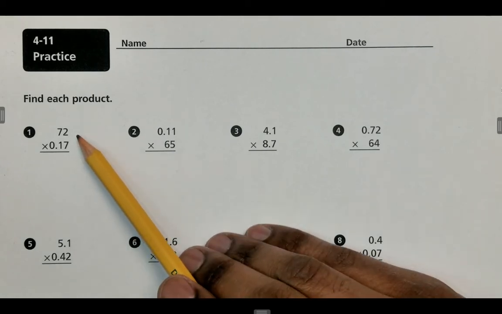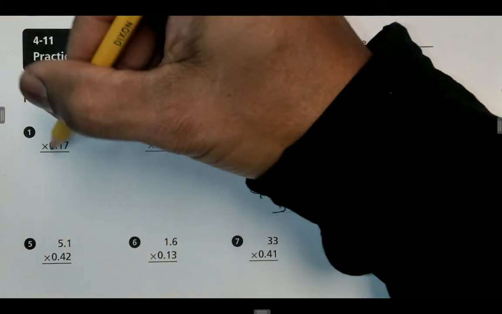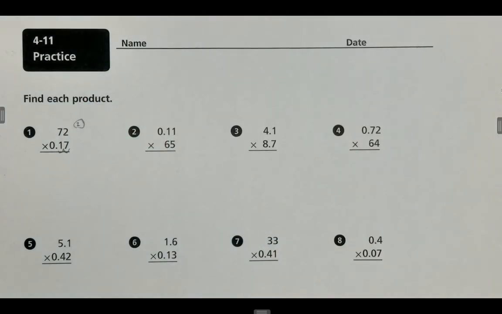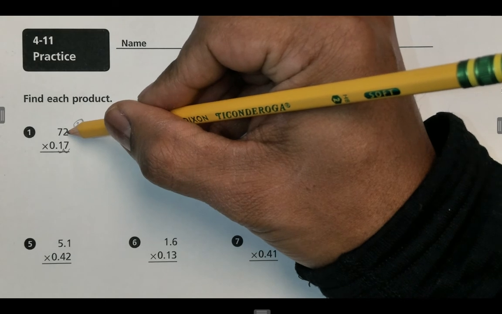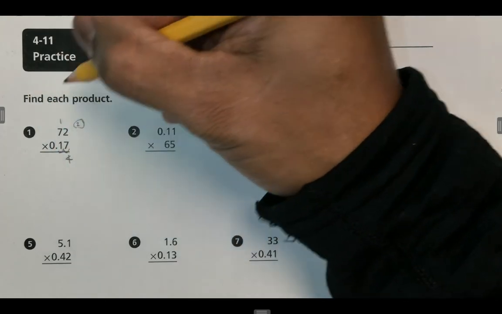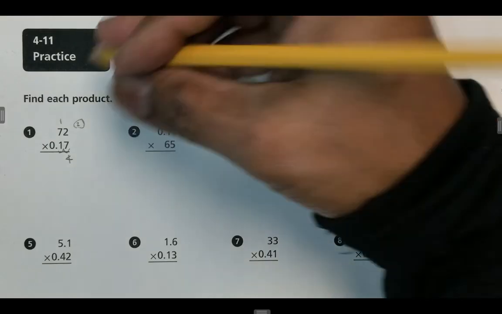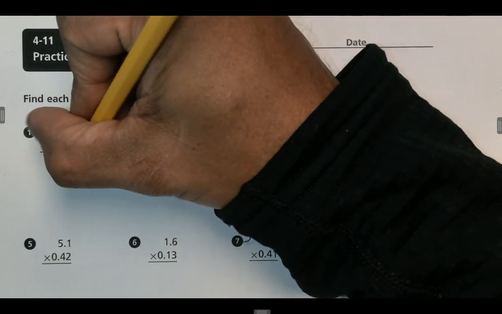72 multiplied by 17 hundredths. So count how many places we need to push the decimal point to clear it out. Whoop, whoop. If you said 2, you're right on. Then we will multiply these two numbers as if there is no decimal point, as if it is 72 times 17. First row, 7 times 2 is 14. 4 comes down, 1 gets carried. 7 times 7 is 49 plus the 1 is 50. First row is complete. We'll put our 0 placeholder down.